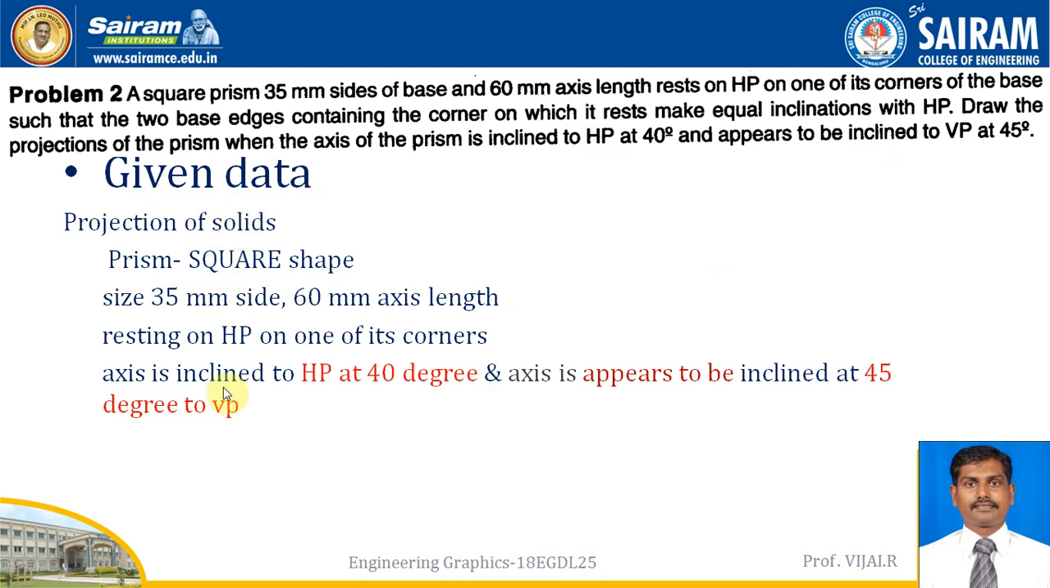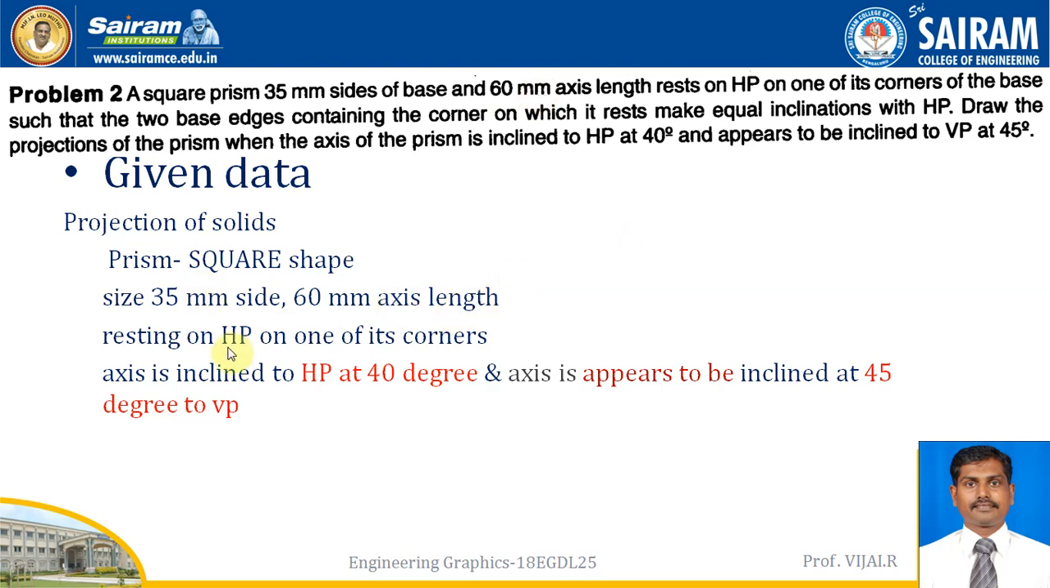Here we have to take the given data, like what is the projection, what type of it is given, either it is projection of solid or plane. First we know that by seeing this, it's a projection of solid only. What is the shape? Okay, and what type of solid it is, that is very important. As I said, it is a prism, it's not a pyramid, it's a prism. What is the shape? It is square. Then what is the size? Let me go for the third one, size, 35 mm with 60 mm axis length.